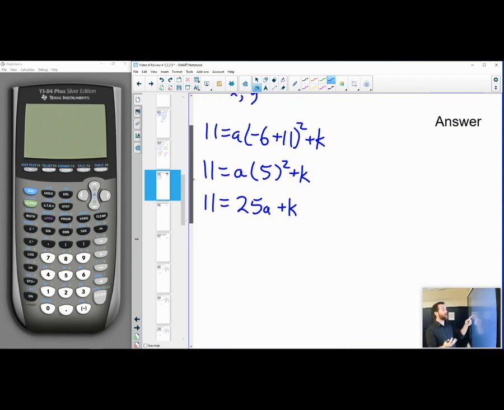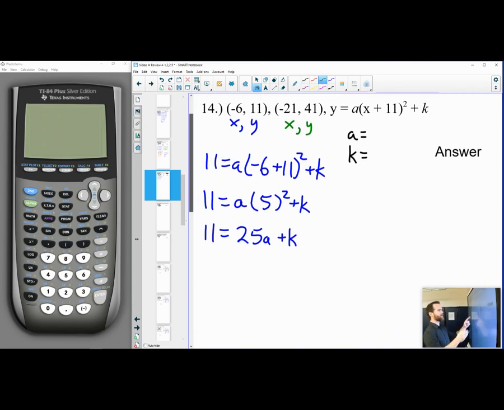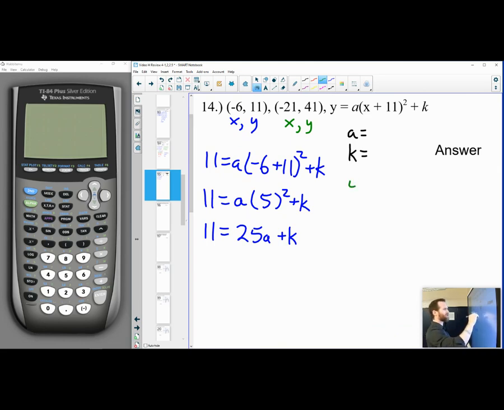That means one way to solve this would be a second equation. Fortunately, they're giving us a second ordered pair, a second x and y that we can plug in. Oh, I forgot to put a equals and k equals, just to remind myself that that's what we're looking for: determine a and k. All right, back to the green equation. Not y equals, because y is 41. That's the whole point, we're plugging in the x and y values. So we get 41 equals a times x becomes -21 plus 11 squared plus k.